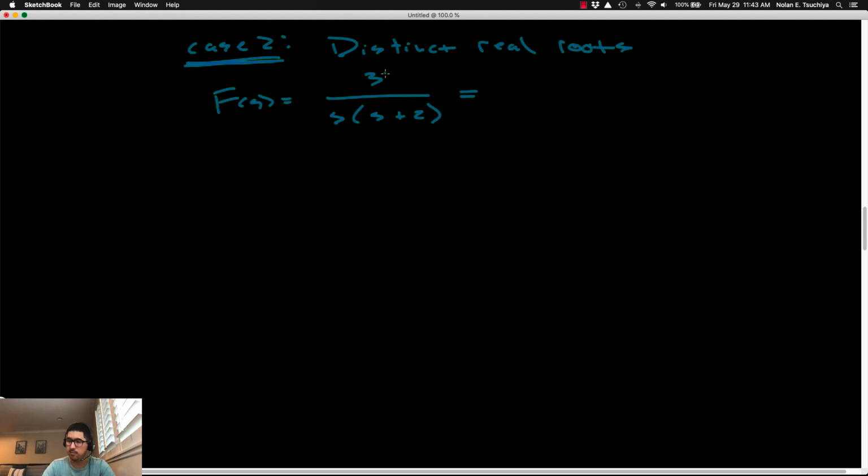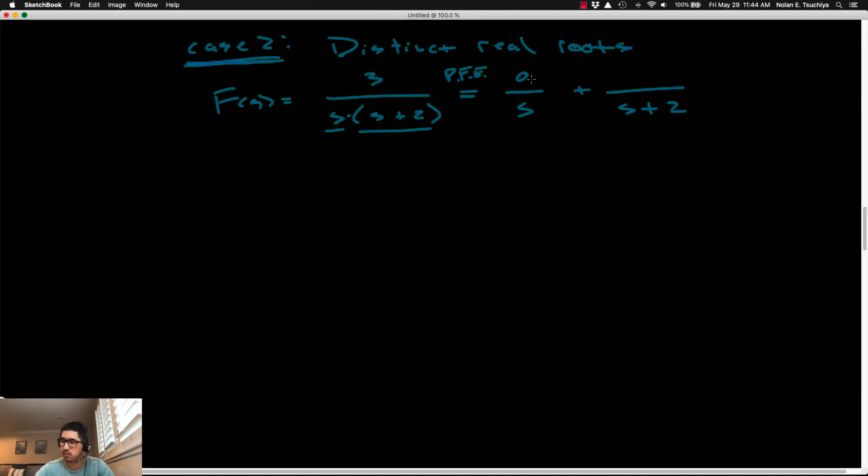The way it works for distinct real roots is you look at each one of these roots and each one gets a term. So something over s, but instead of a product, it becomes a sum. So this is partial fraction expansion for distinct real roots. We're just going to rewrite the original function in a different way. That's all we're going to do.